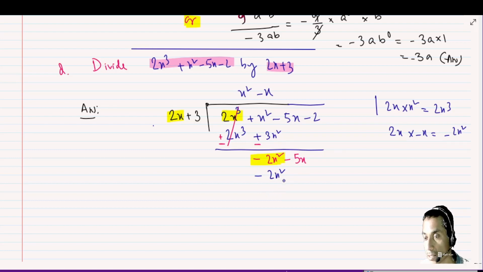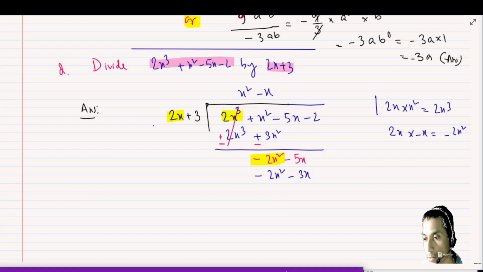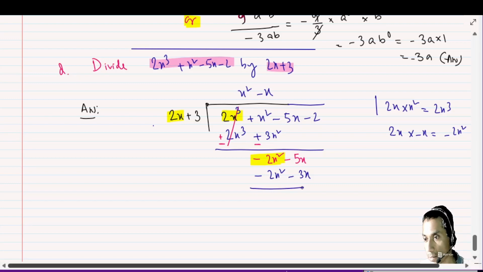So now the rest remains the same. Next, what? Minus 5x and 3x, minus 5 and 3 is how much? Minus 2x. Clear? Is it okay? Next, what do you have to do? You just subtract it. So here minus means plus, minus means plus. So it cancels out. And what remains here? Minus 5 plus 3, so minus 2x. And next drop the minus 2.